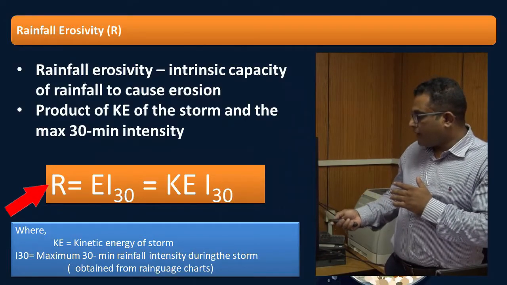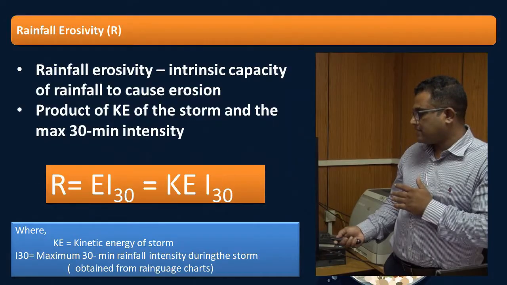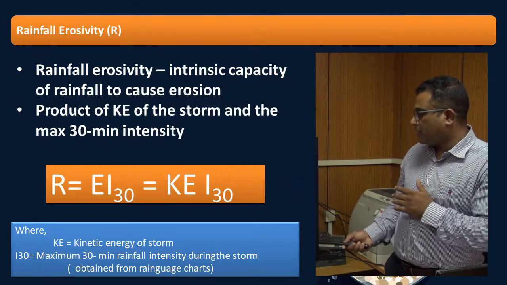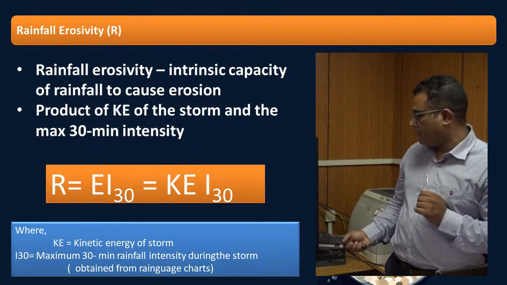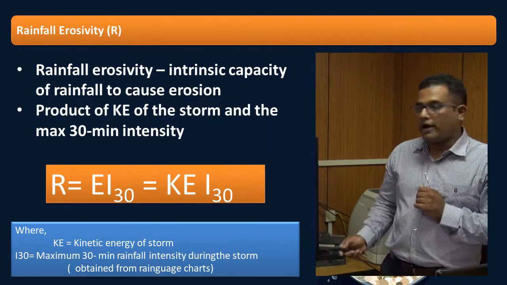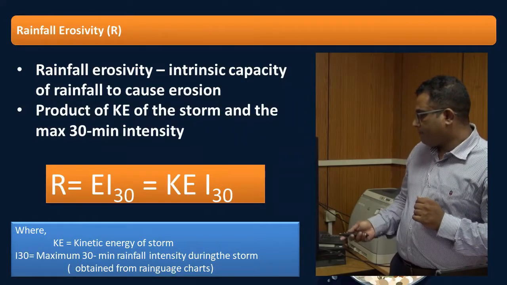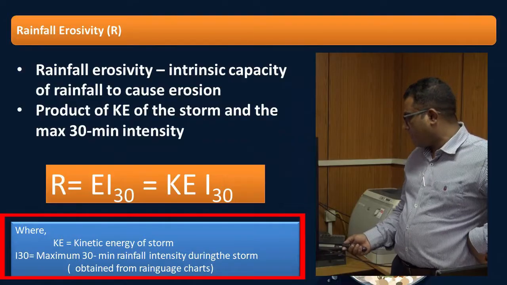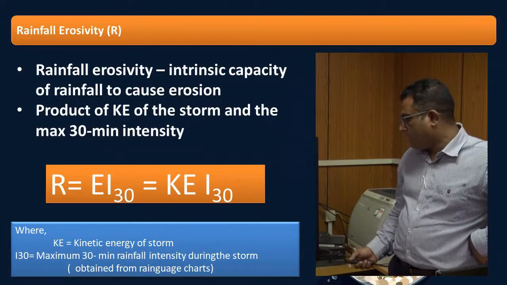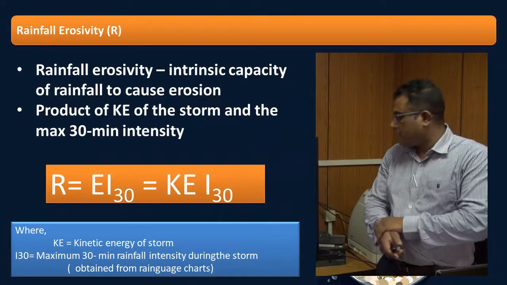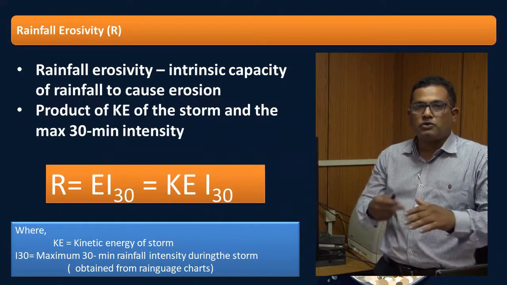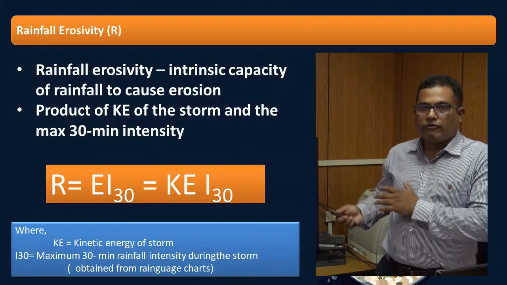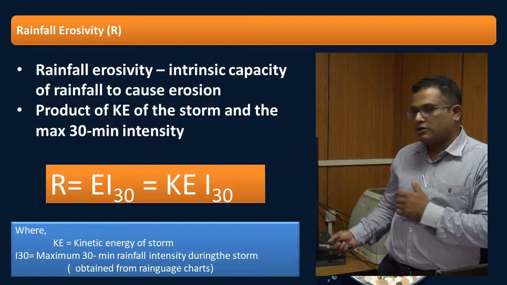So according to this equation, R is EI30, that is energy into intensity, the maximum 30-minute intensity of the rainfall, that is the kinetic energy into I30, where E is the kinetic energy and I30 is the maximum 30-minute rainfall intensity during the storm. This I30 is obtained through the rain gauge data. So this data should be available with you to know this R value.